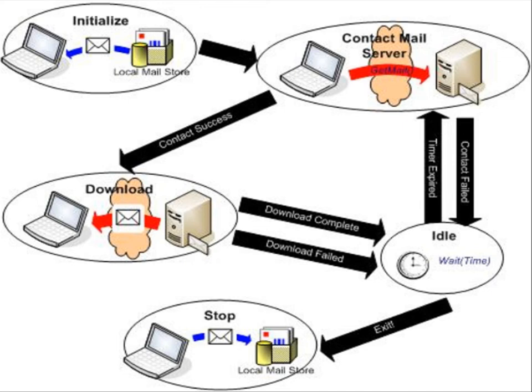SMC is a single-threaded application with 5 states. First is the initialize, which initializes the mail client and retrieves the cached mail from the local mail store. Second is contact mail server, which attempts to contact the mail server via the internet. Third is the download, which downloads mails from the mail server via the internet. Fourth, the idle, which waits until the idle timer has expired. And last is the stop, which caches the mail from the mail server in the local mail store.